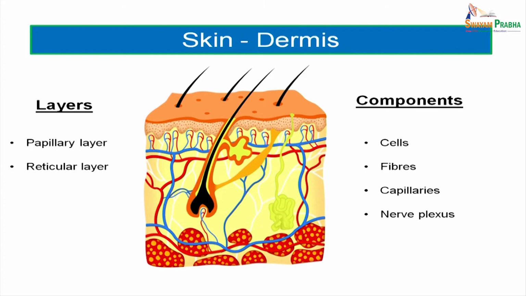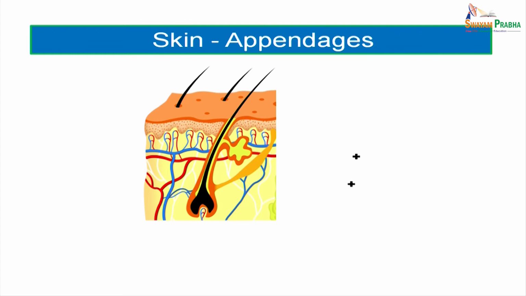Okay. So, the other components of the dermis include the capillaries and the nerve plexus. So, this was about the dermis, that is the two layers, the papillary layer and the reticular layer, and the different components which include the cells, fibers, capillaries and the nerve plexus. So, this was the second layer of skin. So, now moving on to the appendages of skin.